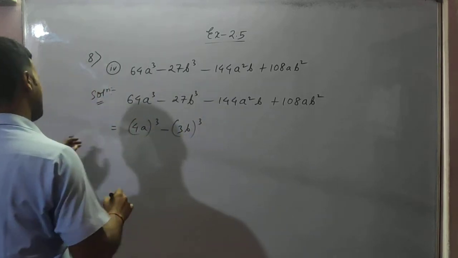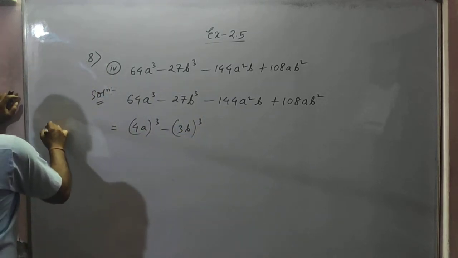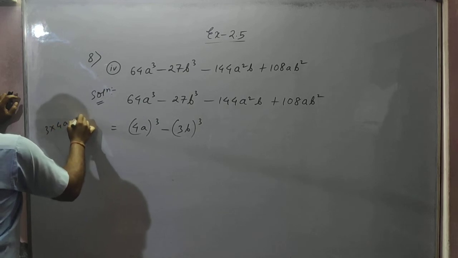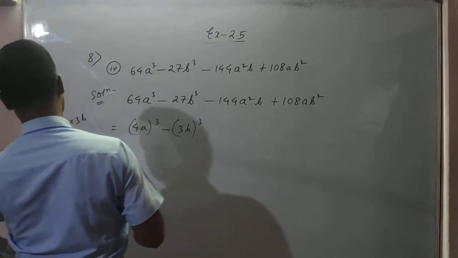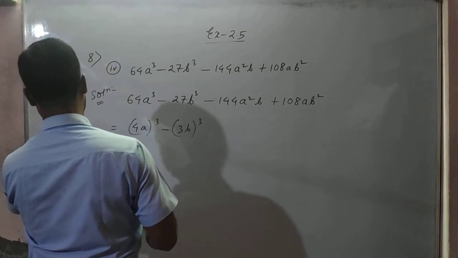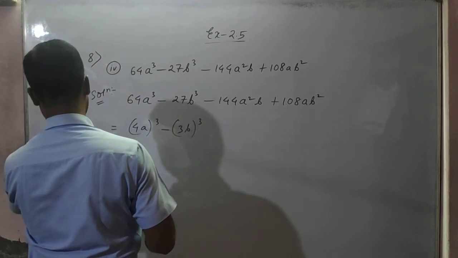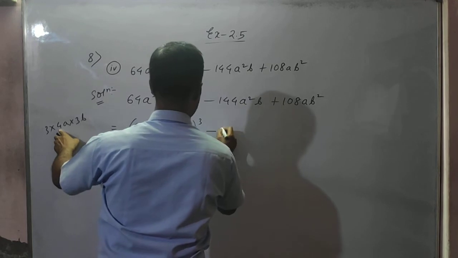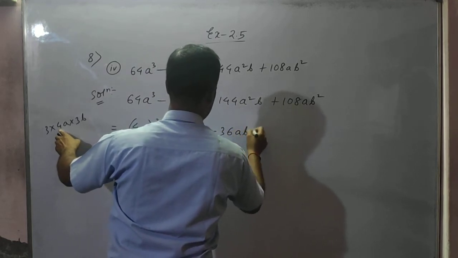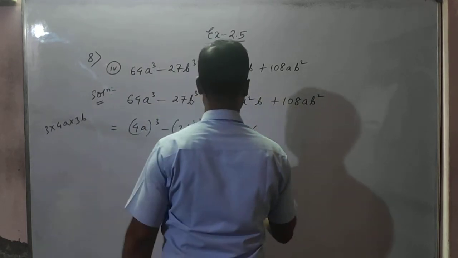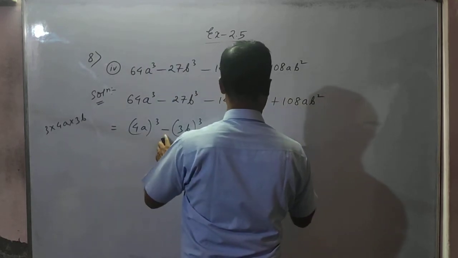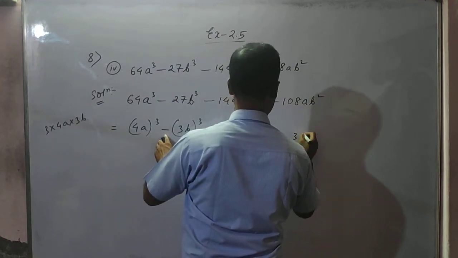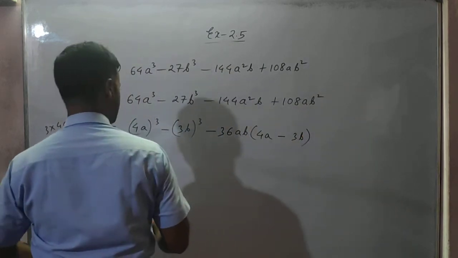So what can be taken common, students? 3 into 4A into 3B. 3 3s are 9. 3 into 3 is 9, 9 4s are 36. 36AB minus 36AB. So I will get here 4A and minus 3B. 100% this is what we get.